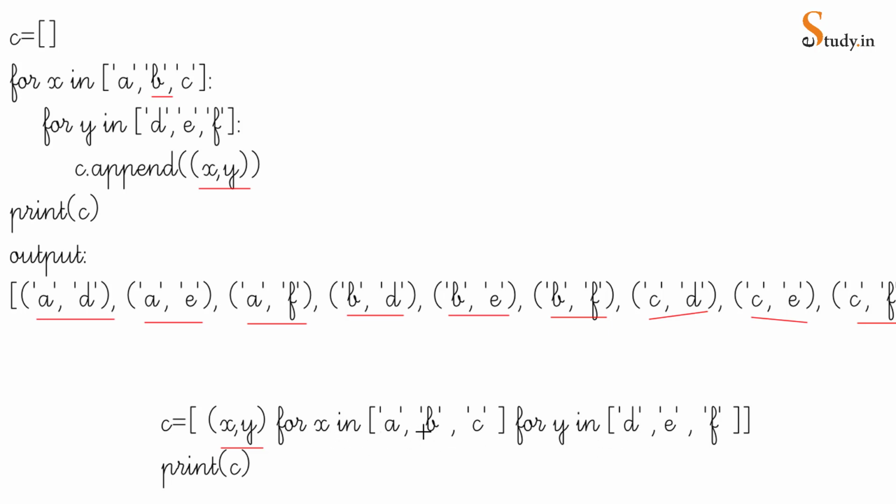First it picks up the first value of x, which is A, and that will be combined with each value of y. So that means AD, AE, AF. Then for the second value of x, which is B, BD, BE, BF. Then for the third value of x, which is C, it will combine with CD, CE, CF, and after that it will print it. So let's try this also.